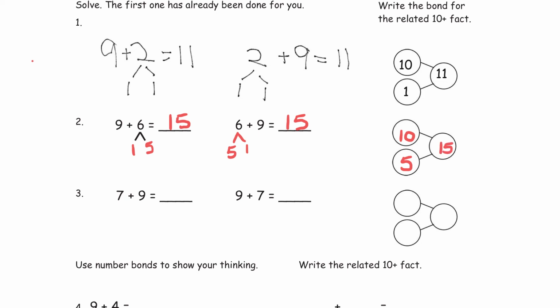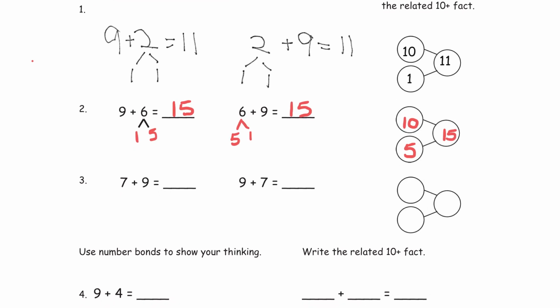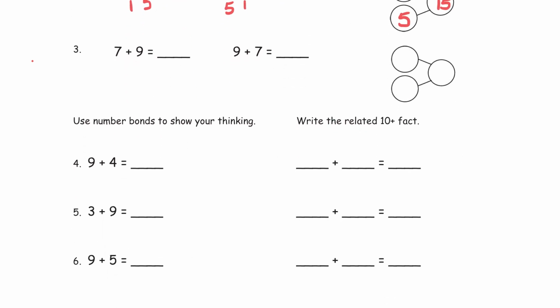Okay, boys and girls, you are going to now pause the video and you're going to do number 3 on your own. You're going to follow the same steps we did up here. And if you're uncertain about what we did, pause the video and rewind it, watch it again. And then once you've completed number 3, press play again, come back, and we're going to take a look at numbers 4, 5, and 6.